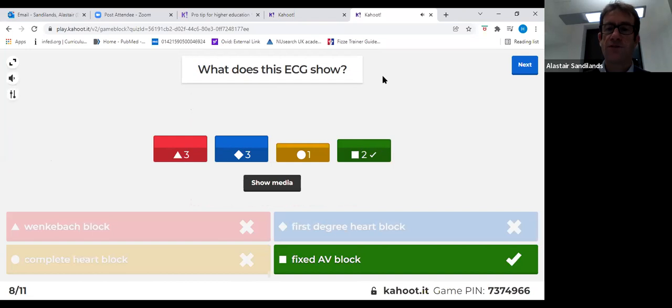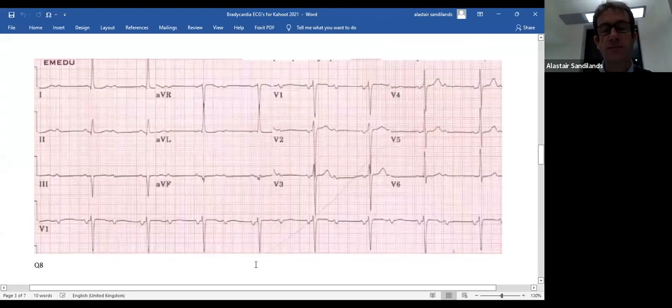Yeah, fixed AV block. So why is it fixed AV block? Let's have a look. Fixed AV block is another way of saying second degree AV block Mobitz type 2. When we go along the rhythm strip, we certainly have a bradycardia. The QRS is just borderline narrow, just about narrow.